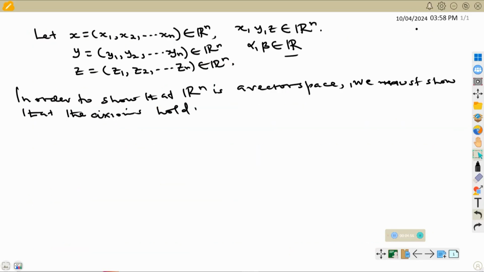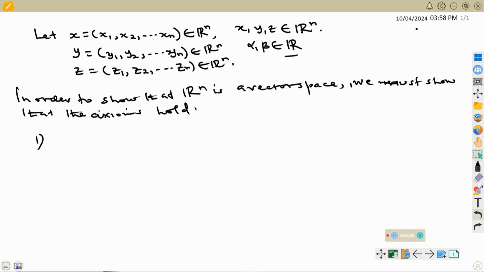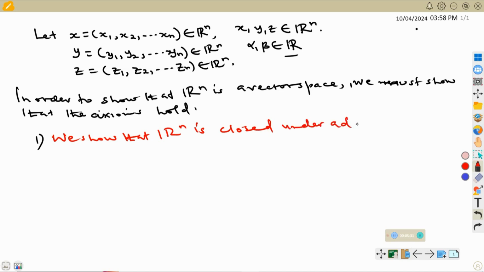So let us begin with axiom number 1. From here, it is the closure under addition. So we need to show, that is axiom number 1, which we need to prove, that R^n is closed under addition. That is closure under addition. That is our axiom number 1 that we must show.